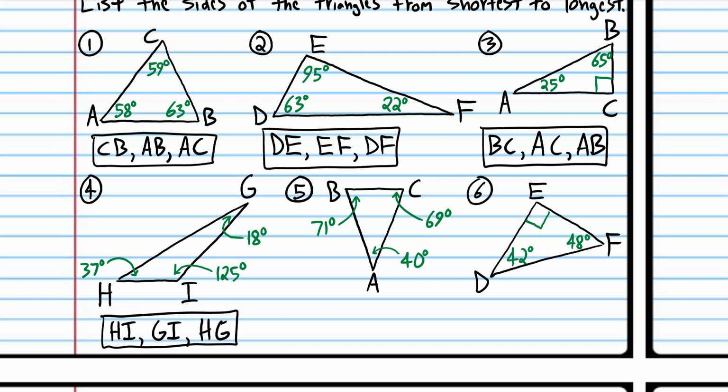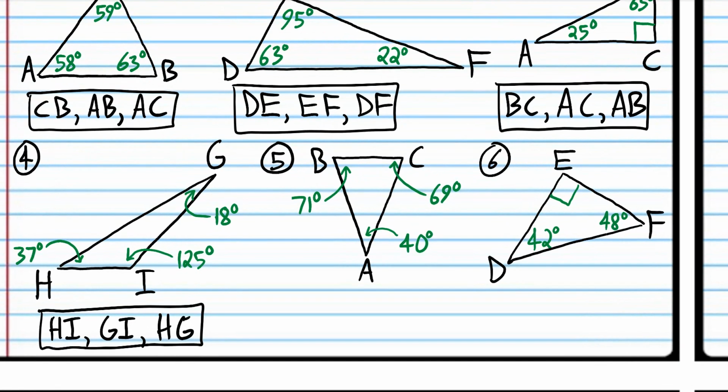All right, we're back. 40 degrees is the smallest angle, so BC, the side opposite that angle, must be the small side of the triangle. 69 degrees is the next biggest angle, so the side opposite that, BA, must be the next biggest side. And the biggest angle is 71, so the side opposite 71 is AC. So if you got that answer, good job. Go ahead and try number 6, and when you come back, we'll do it together.